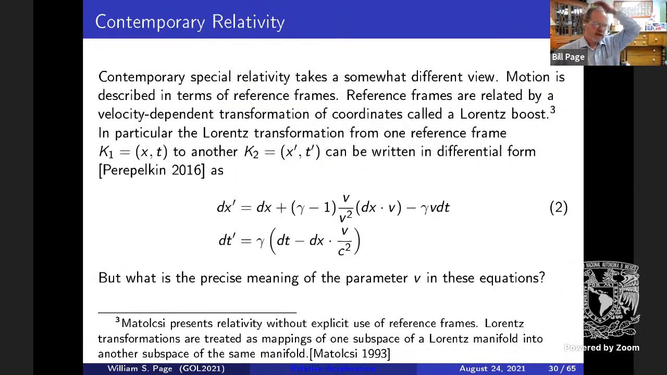Contemporary relativity starts really with the Lorentz transformations. But Zbigniew pointed out that one can treat the Lorentz transformations as a system of equations and then actually ask the question, well, what is the parameter v in these equations? Usually we write down the Lorentz equations assuming we know what we mean by velocity. But in fact, if we solve these equations, we get a rather strange looking result.